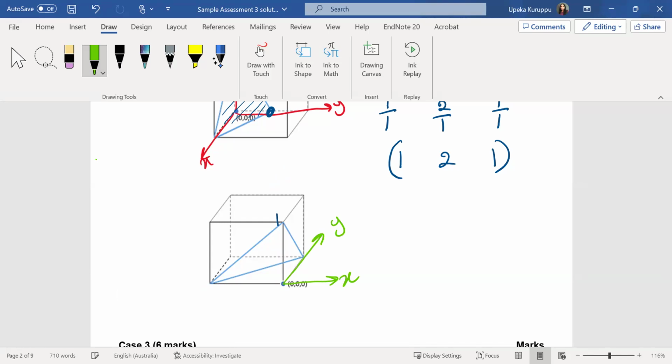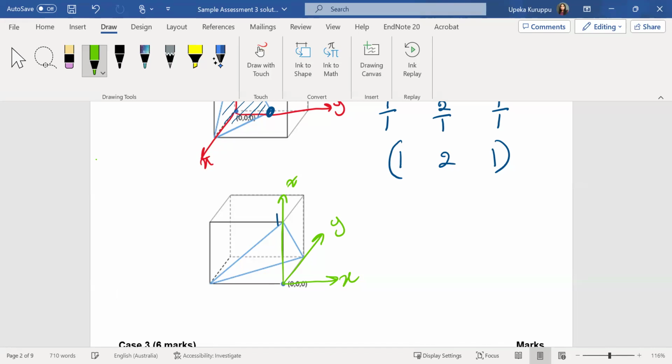If I do x and y like this, where should the z be? Down or up? X to y, thumb is upward. So this is z, isn't it? So you can put them in a way that follows the right hand rule, so this way or the previous way that I have put.